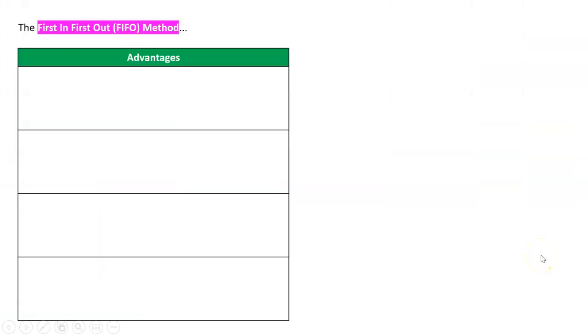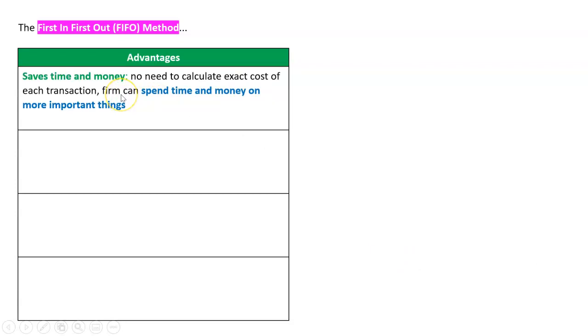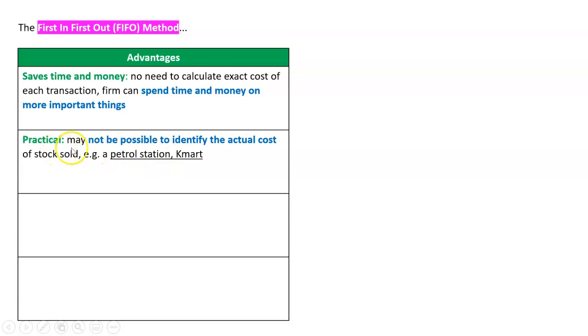So to discuss this, we can say there's some really good things and some bad things about the FIFO method. Let's start with the good things. The advantages are it saves time and money. We don't need to calculate the exact cost of each transaction. We can spend time and money on more important things. We've got more important things than to figure out which pen someone bought at Officeworks. Secondly, it's practical. It actually might not be possible to identify the actual cost of stock sold. For example, petrol is not physically possible to label, and at Kmart, there's too much stuff, or Officeworks. It's not possible or practical to label everything.